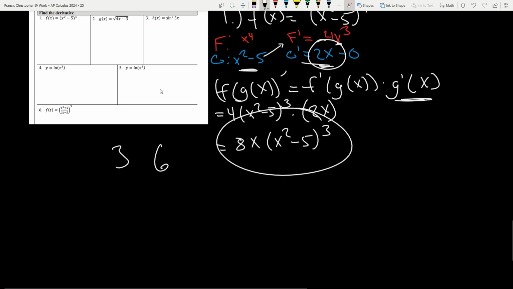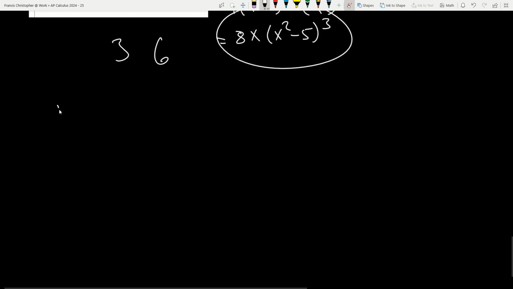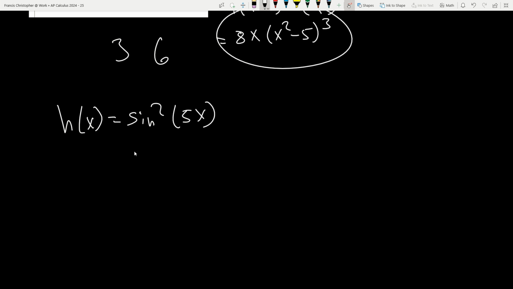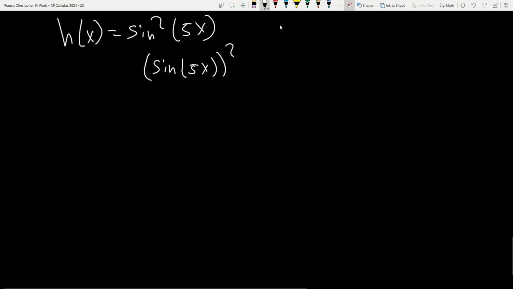So 3 is sine squared of 5x. H of x equals sine squared of 5x. So be careful here. This is where the parent and child analogy would be good. This isn't sine of 5x squared. This is sine of 5x, the entire thing squared. So just be careful of that notation.